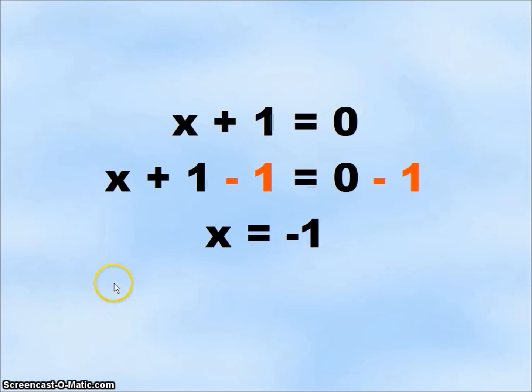Looking at the first, pretty straightforward. We get x is equal to -1. Looking at the second, again pretty straightforward. We get x is equal to -2.